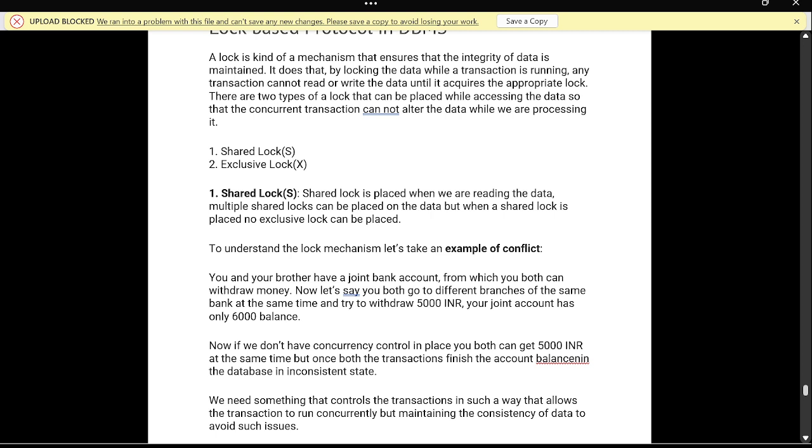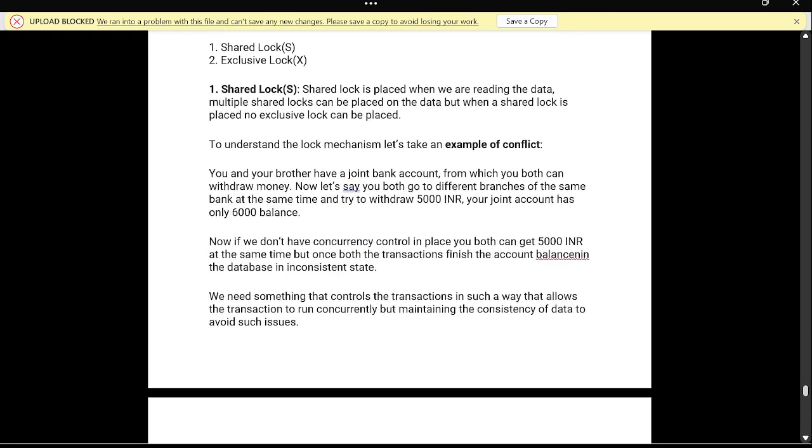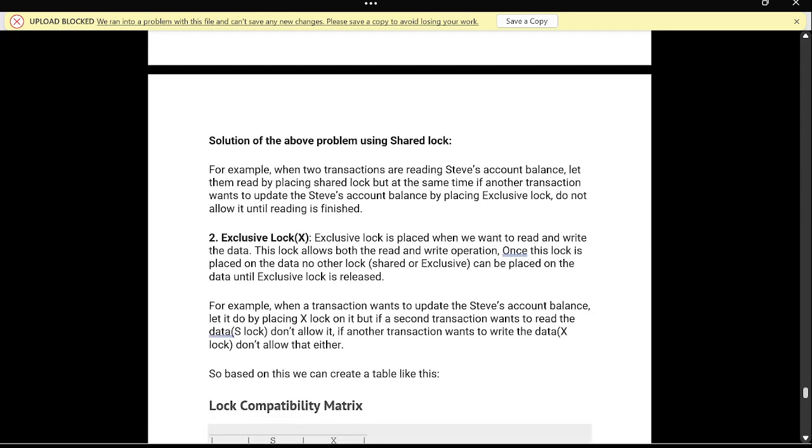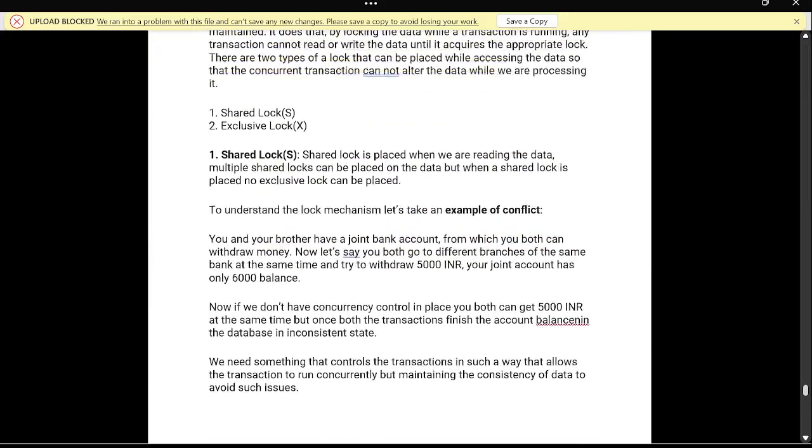So we have two types of locks: shared lock and exclusive lock. Shared lock is nothing but you can read the data, that's it. You can't modify data here. But if you have an exclusive lock, that tells that you can read as well as write the data in your system or in your database. Let's go over the theory part.